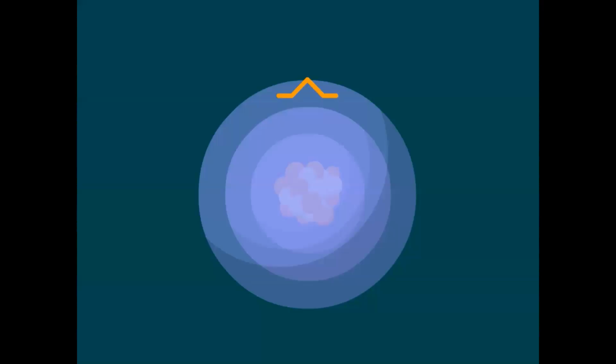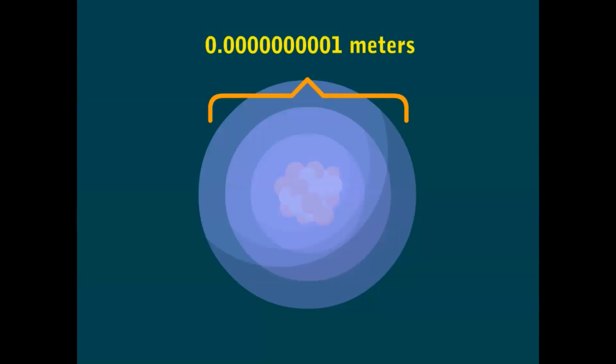Like, say, the diameter of an atom. You could say it's 0.00000000001 meters, but it's much handier to write that as 10 to the negative 10th meters.